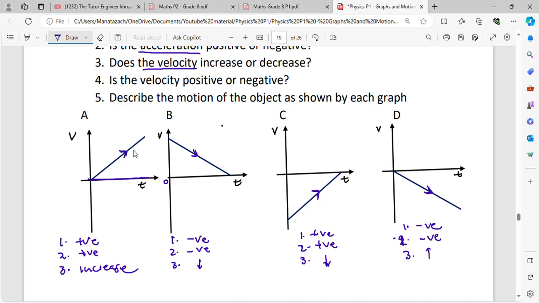So let's go to question 4. The velocity, is it positive or negative? So to determine whether the velocity is positive or negative, we're just gonna look whether the graph is on top of the time axis or below. Here is on top, so you'll have a positive velocity. Here is still on top, it's positive. Here, since it's below the time axis, it's negative. And you have a negative case.